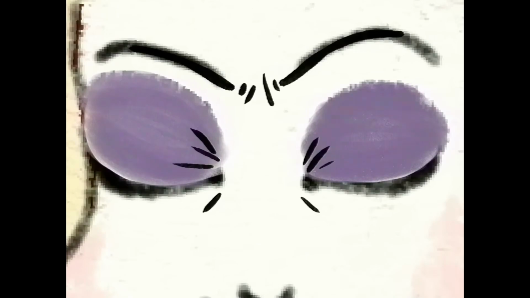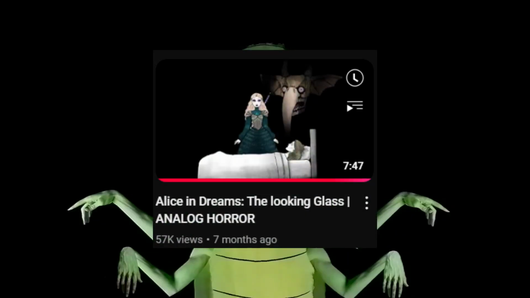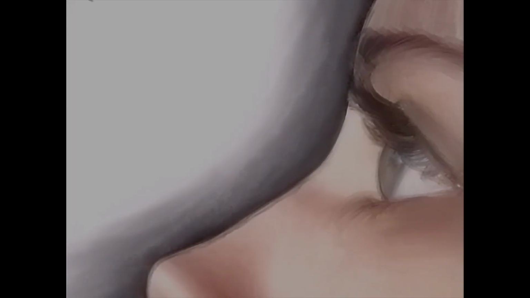I think that this is what happened because it really plays nice into part 2 of this video, Alice in Dreams The Looking Glass. The video begins with Alice getting the lobotomy. We can tell that this is a lobotomy because they're sticking a sharp instrument toward her eye.